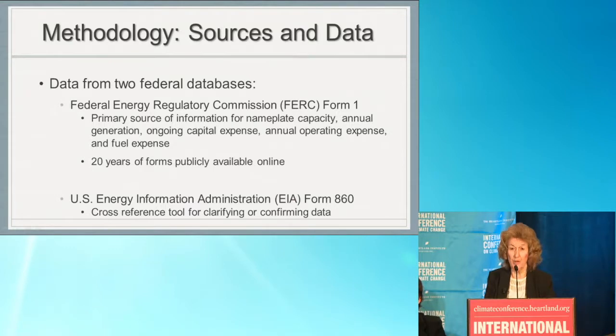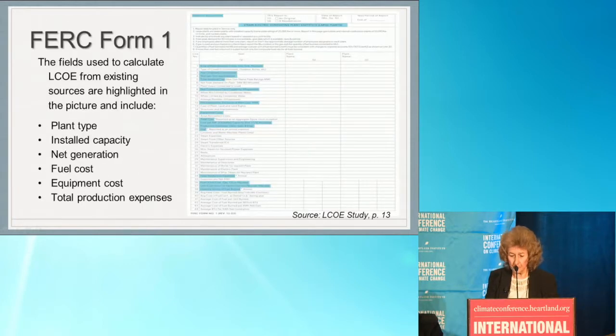Now, the methodology that we used was to use two databases that are available from the federal government. One is the Federal Energy Regulatory Commission, FERC Form 1. And we got most of the data that we needed from that survey. We got nameplate capacity, annual generation, capital expenses, operating expenses, and fuel expense. And that data is available online for 20 years. We used 1994 to 2013 data. But we had to cross-reference that data with an Energy Information Administration form, the EIA 860.